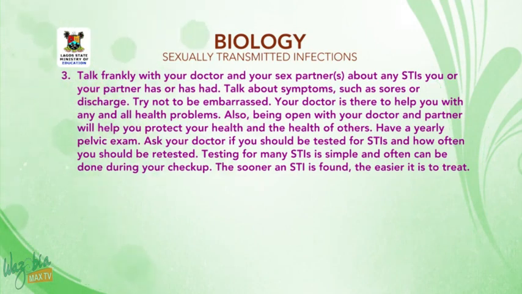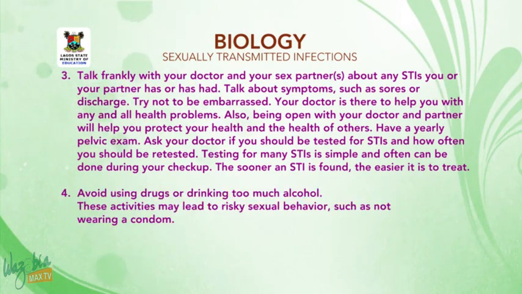Have a yearly pelvic exam. Ask your doctor if you should be tested for STIs and how often you should be retested. Testing for many STIs is simple and often can be done during your checkup. The sooner an STI is found, the easier it is to treat. Avoid using drugs or drinking too much alcohol. These activities may lead to risky sexual behavior, such as not wearing a condom.